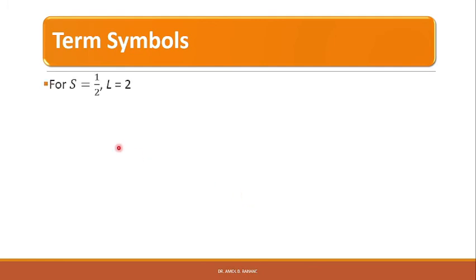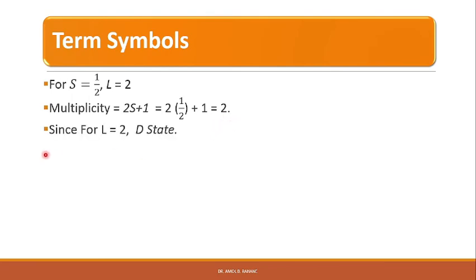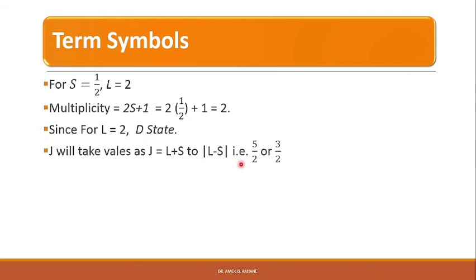For S is equal to half and L is equal to 2, multiplicity is given by 2S plus 1, which is equal to 2 into half plus 1, which is equal to 2. Since for L is equal to 2, we have D state. And therefore, J will take values as J is equal to L plus S to modulus of L minus S. That is only two values, that is 5 by 2 or 3 by 2.